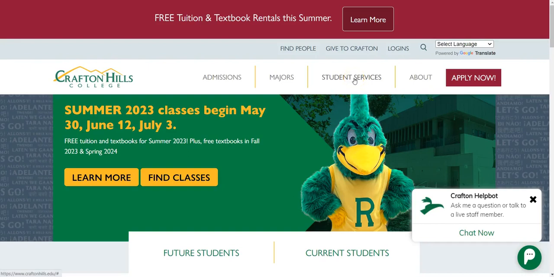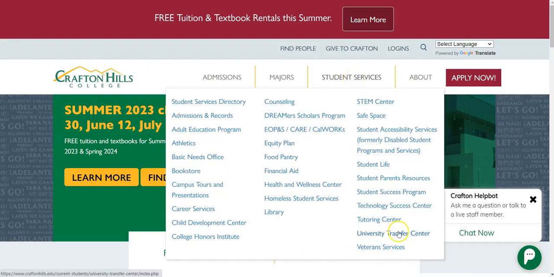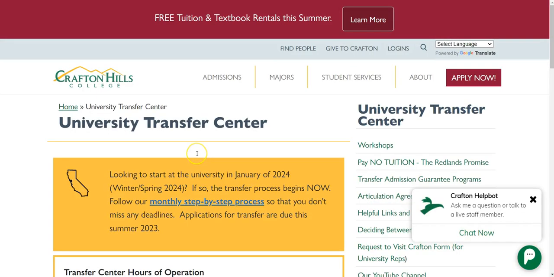Hey road runners, today I'll be showing you how to use a net price calculator through the university transfer website. The net price calculator is a helpful tool to determine the amount of aid you will receive to go towards your four-year institution, as well as your out-of-pocket costs not covered by financial aid.